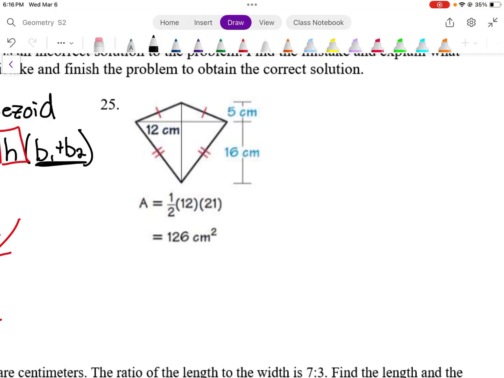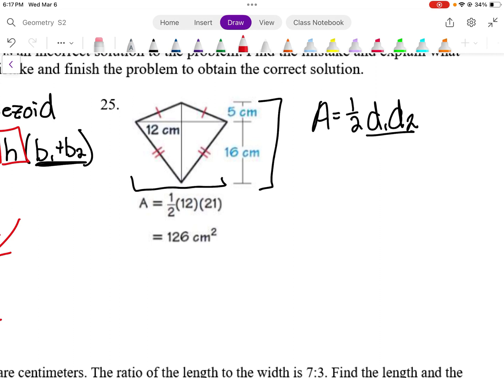Number 25 is very similar. This one is a kite. Area formula is 1/2 diagonal 1 times diagonal 2. The two diagonals are the full height and then the full length of the kite. In this one, the vertical one going up and down, 5 and 16 would be 21. And we see in the formula they use that.